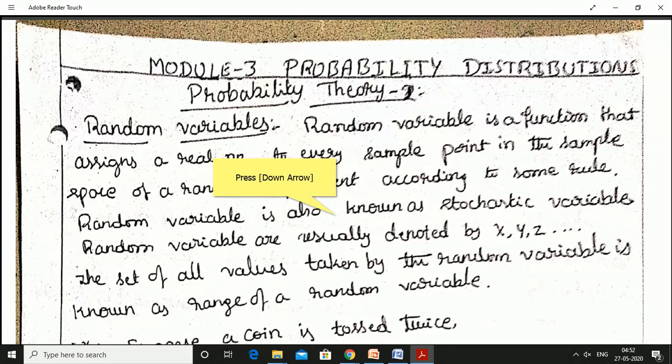Dear students, in this video, I'll explain what a discrete random variable is. First of all, I'll explain what a random variable is, the types of random variables, and the problems on discrete random variables.